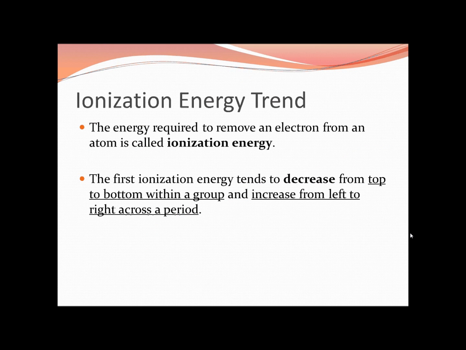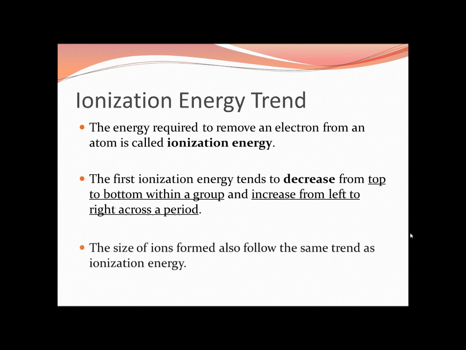Ionization energy is the energy required to remove an electron from an atom. So, meaning you gotta be strong enough to pull the electron away. The first ionization energy tends to decrease from top to bottom within a group and increase from left to right across the period. The size of the ions, so like how big a positive cation or negative anion are, also follow this same trend.